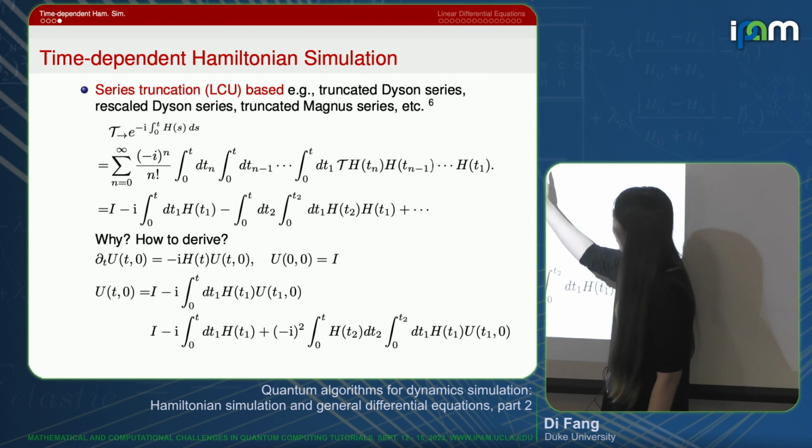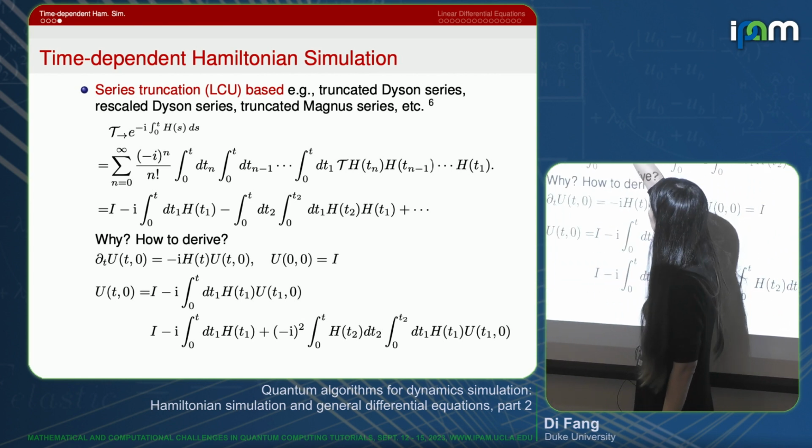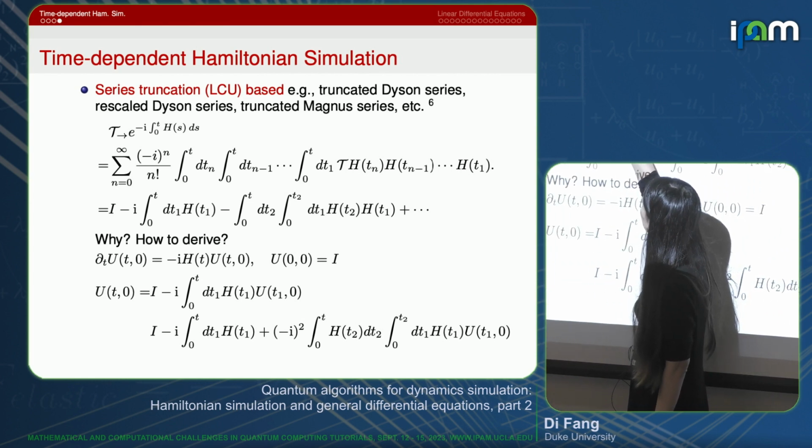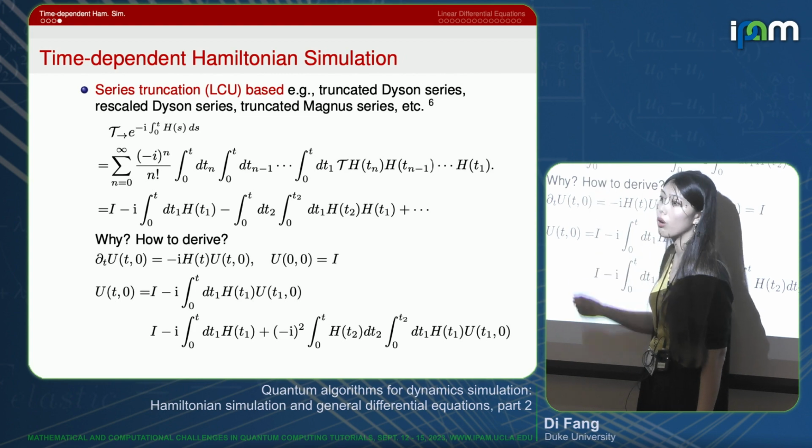And typically, we are just using this on shorter time steps, which means that we want to use it such that the operator norm of H times this smaller time step is bounded. So this is typically bounded by, say, log of 2.